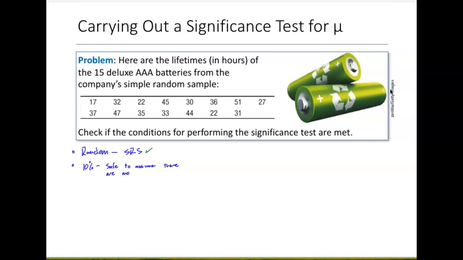All right, so 10%. We have a sample of 15 batteries, so I'll just say it's safe to assume there are more than 10 times that, or 150 batteries. The large counts condition, they don't tell us about the shape of the parent population of battery life. And our sample size equals 15, which is definitely less than 30.